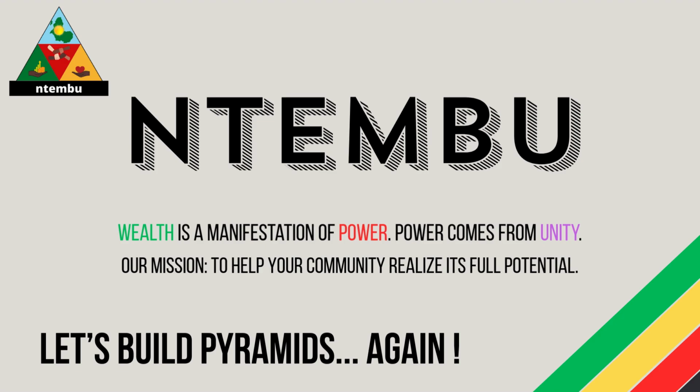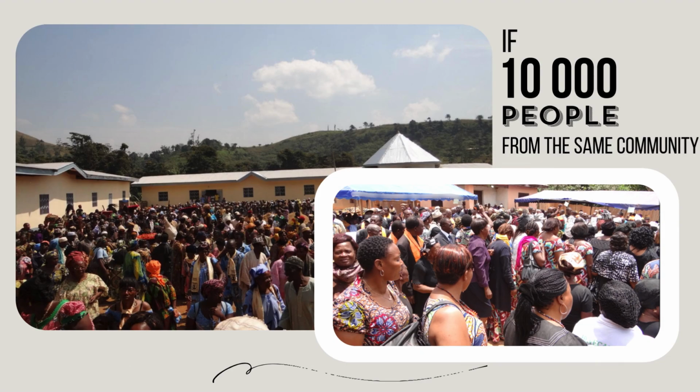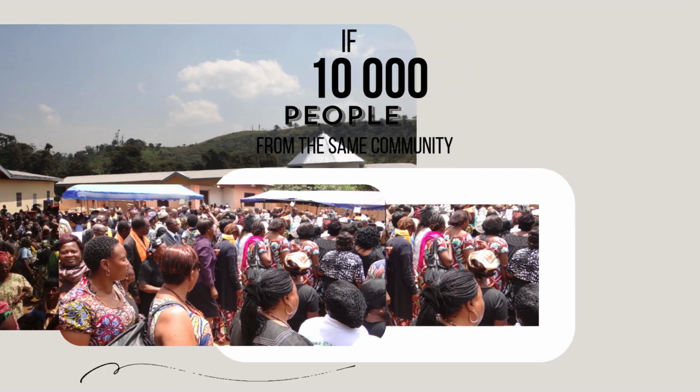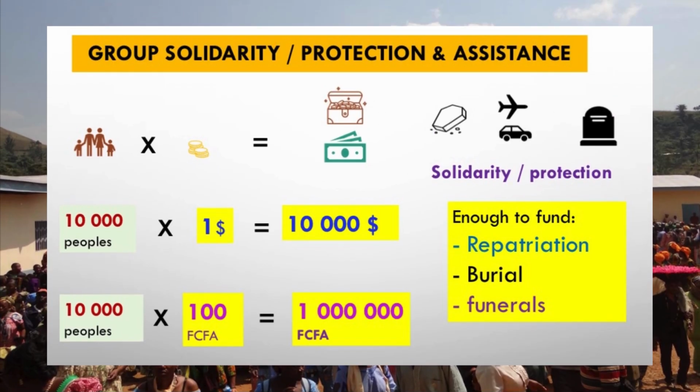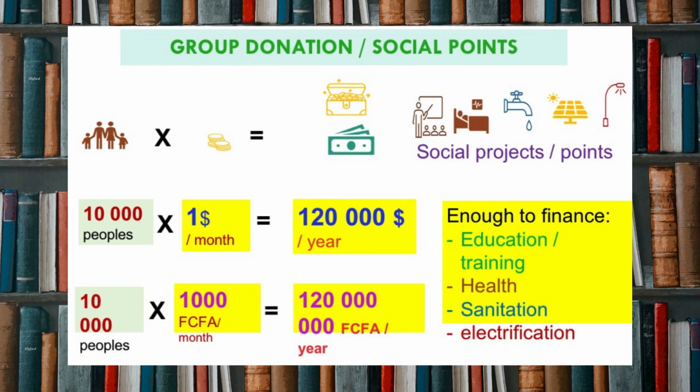Let's build pyramids, again. If 10,000 people who are members of the same community, village, diaspora, profession, commit to contributing $1 each for each member's death, so they will collect a solidarity basket of $10,000 each time, to fund repatriation, burial and funerals.